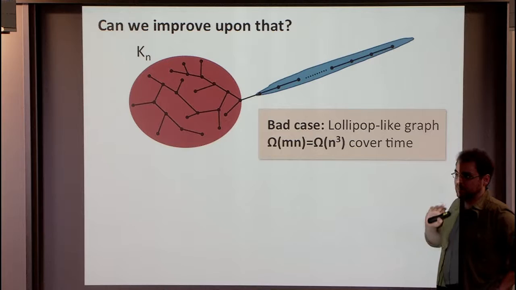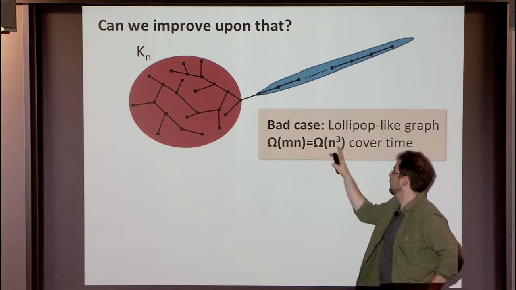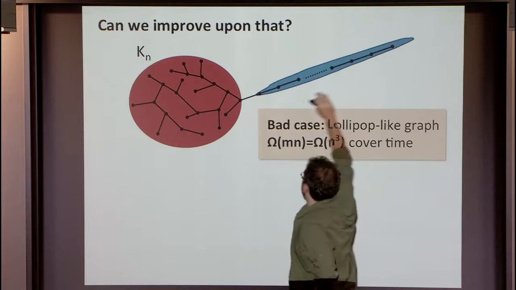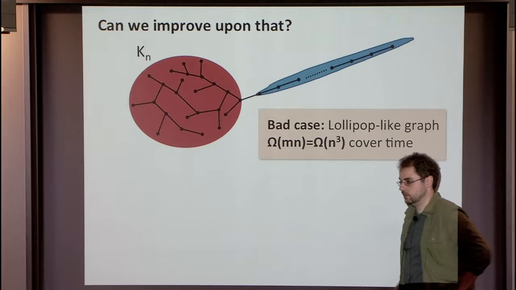It's what I would call a lollipop-like graph, where we have a complete graph on Omega of n vertices, and then a path of length Omega of n as well. And what is known is that the cover time of this graph is cubic.